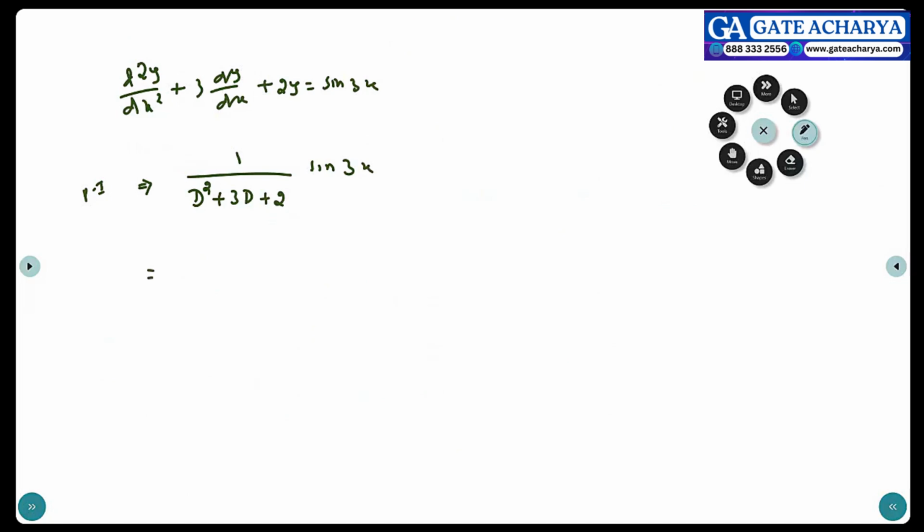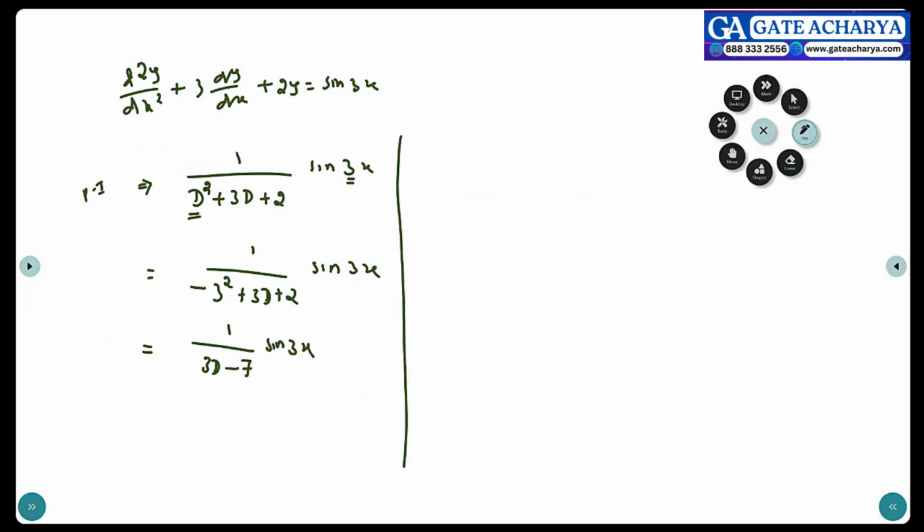So it is trigonometric form, third type, sin cos trigonometric form. So here m is equal to 3. Therefore, d square can be written as minus times m square. So 1 by, d square is minus times 3 square, plus 3d plus 2. You don't change the d term. It is sin 3x. That is equal to 1 by 3d, 3 square is 9, so minus 9 plus 2 is minus 7, into sin 3x.